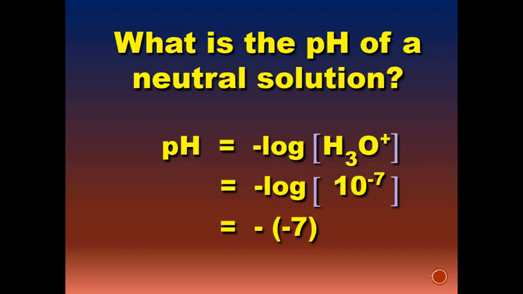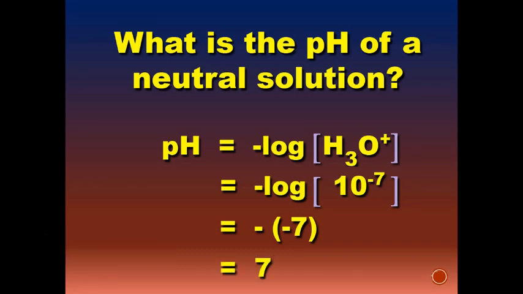So when we finish that calculation and simplify negative negative 7, we get positive 7. That's our answer. A neutral solution has a pH of 7. This is the benchmark value you need to remember. Anything with a pH below 7 is acidic because it has more hydronium ions. Anything above 7 is basic because it has fewer hydronium ions. The pH scale centers around this neutral point of 7, which is why understanding pure water's pH is so fundamental to the whole acid-base concept.